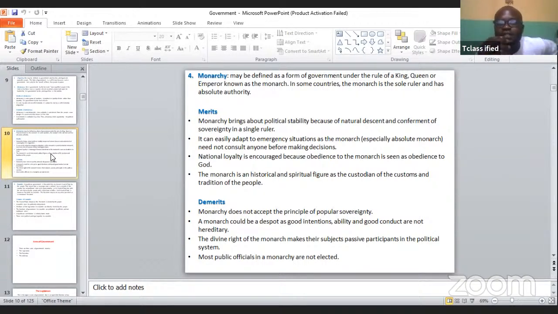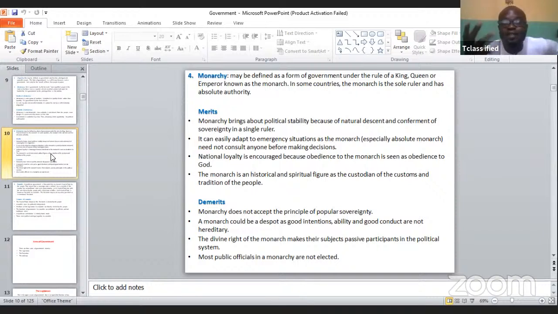Monarchy brings about political stability because of the national descent and conferment of sovereignty in a single ruler. Okay, it brings about political stability because you don't question the authority of the monarch. So there is stability. Everybody just has to obey and conform to what is going on. It can easily adapt to emergency situations, as the monarch, especially an absolute monarch, need not consult anyone before making any decision. National loyalty is encouraged because the obedience to the monarch is seen as the obedience to God. And the monarch is a historical and spiritual figure. Just like you have the Sultan of Sokoto, very, very respected.